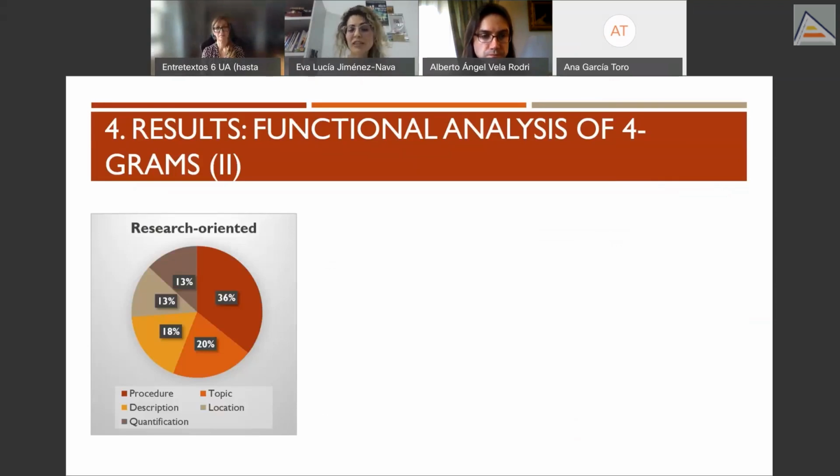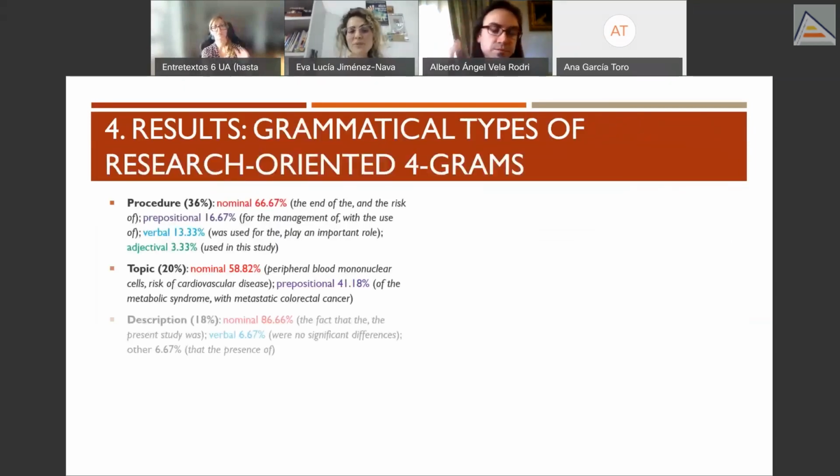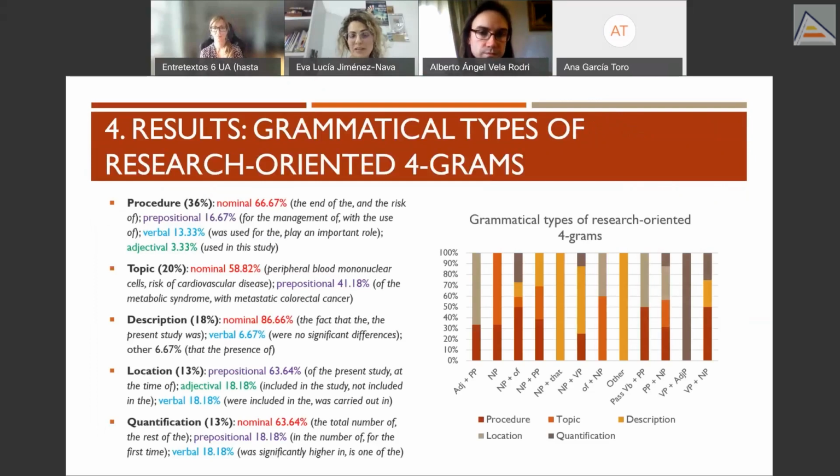First of all, research-oriented. As you can see, there are not broad differences between the different subtopics. So we find 36% for those 4 grams describing procedure. Then we have 20% for topic, 18% for description, and we find 13% for location and quantification. In terms of the grammatical types, the most common one was nominal phrases. As you can see, they recur more frequently than others in procedure, topic, description, and quantification.